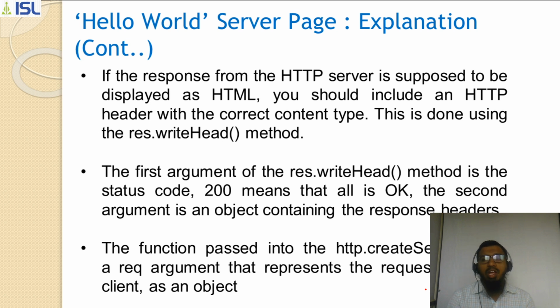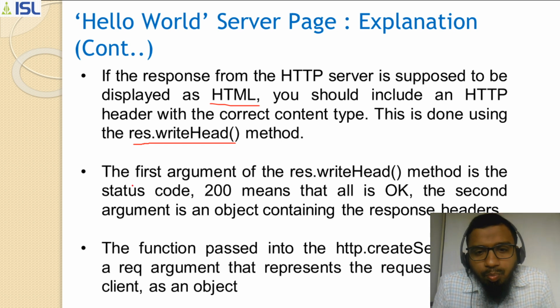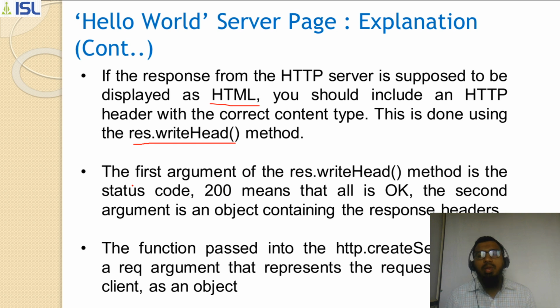If the response from the HTTP server is supposed to be displayed as HTML, you should include an HTTP header with the correct content type. This is done using the res.writeHead method. With the help of this method, you can create the header with the correct content type. The first argument of the res.writeHead method is the status code 200, which means that all is okay. The second argument is an object containing the response header.